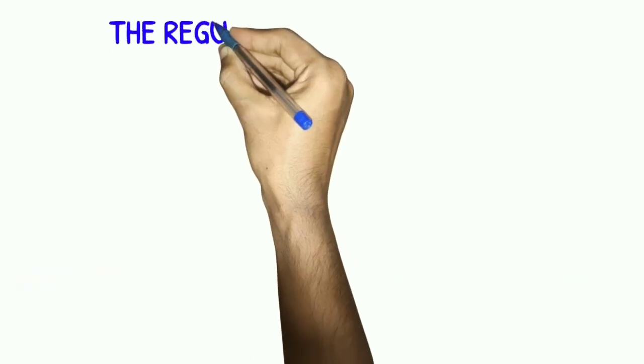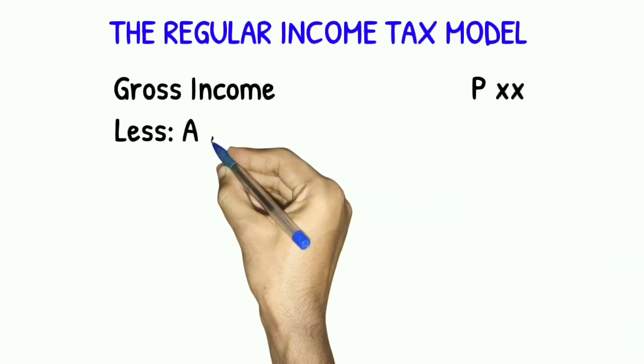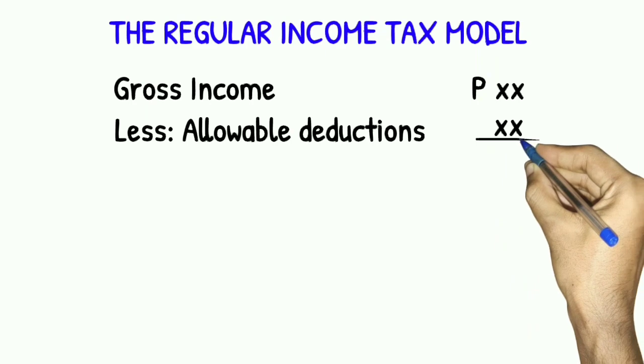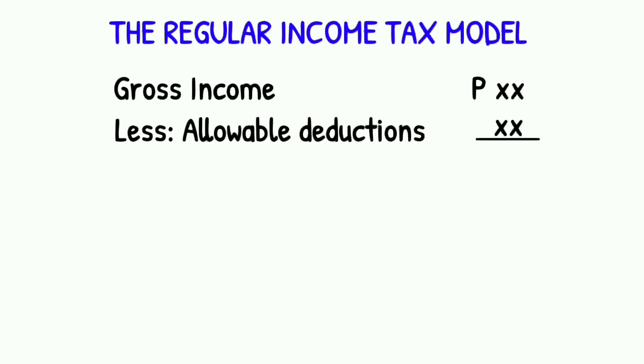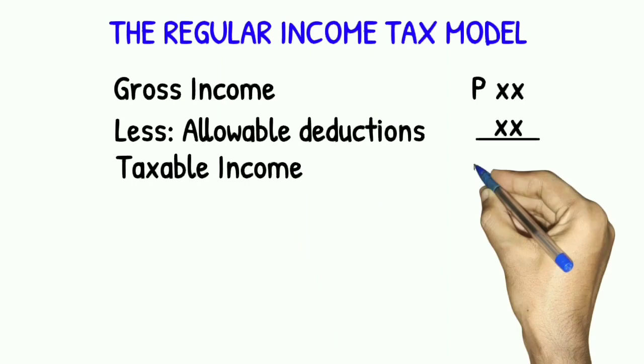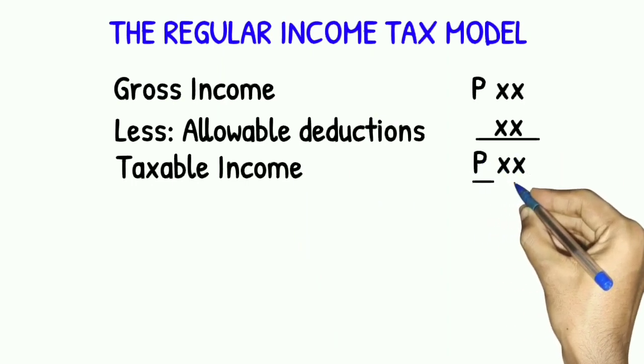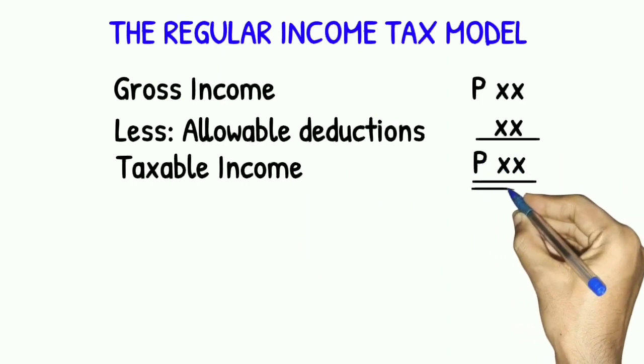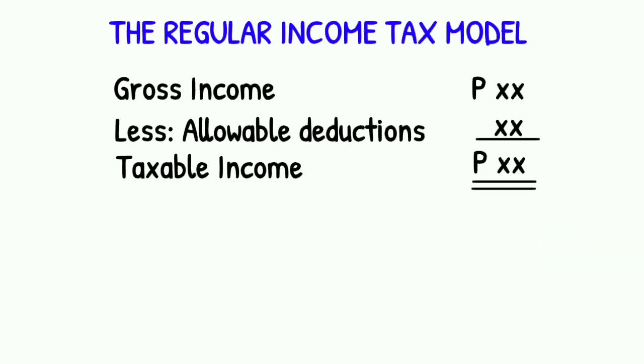Let's proceed to the regular income tax model. The question is, how do we compute the taxable income? The taxable income can be computed by deducting the allowable deductions from the gross income. Ang ibig sabihin nun, gross income less allowable deductions, the result is taxable income. Gross income less allowable deductions is equal to the taxable income.